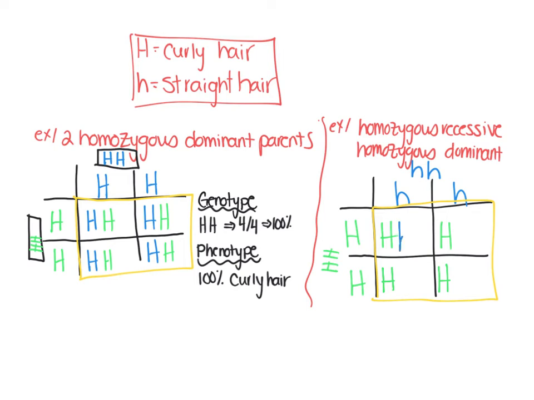And then we're going to bring down the little h's, and we can see that once again we have 100% of our offspring looking the same. So our genotype, all of our offspring are big H, little h, so 100%. And the phenotype, what we are going to see, remember, if there's a big H present, we only see that trait. So all of our offspring here are going to have curly hair again.